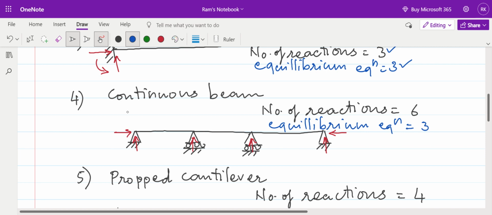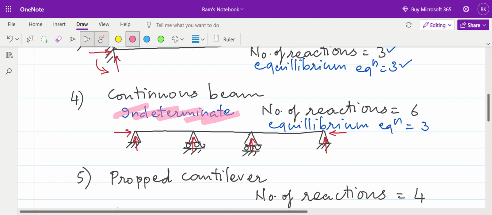So these structures are known as indeterminate structures. I will term a structure indeterminate when the number of unknown reactions cannot be determined using equations of equilibrium alone.